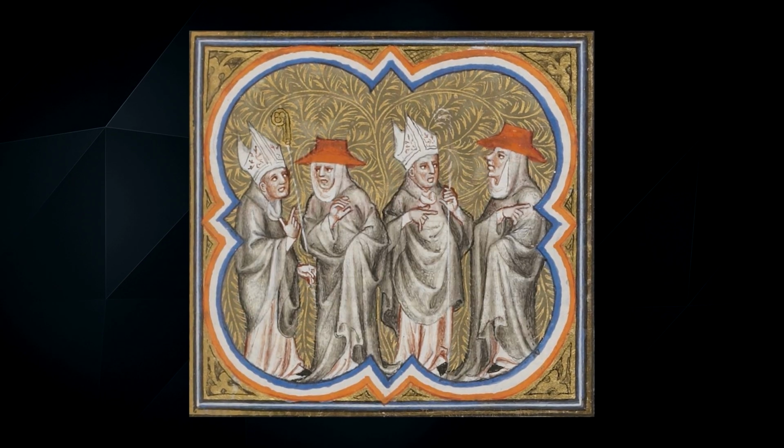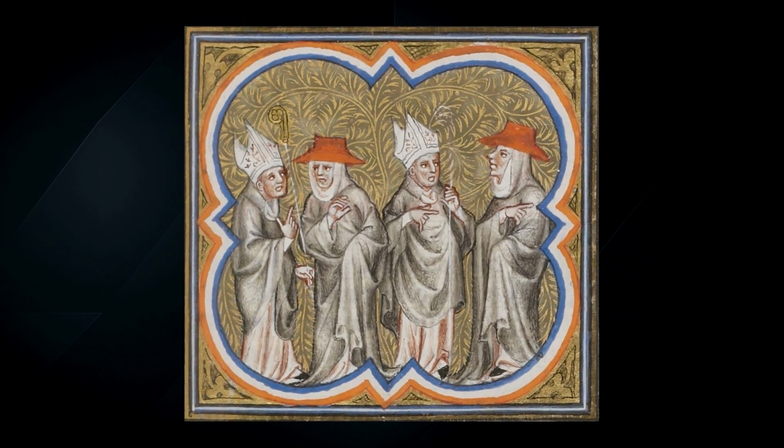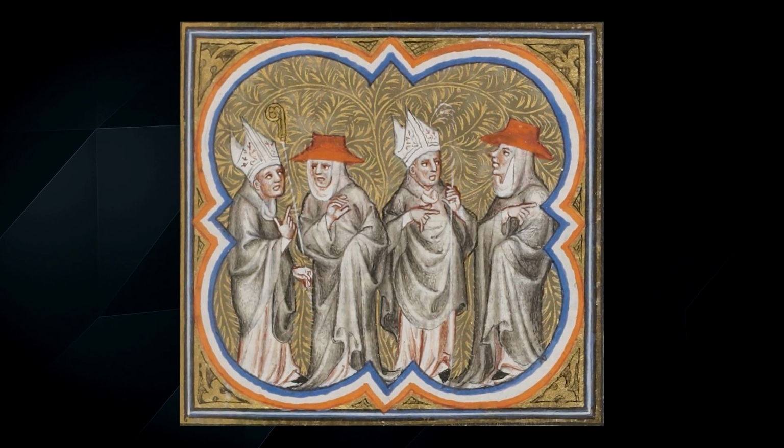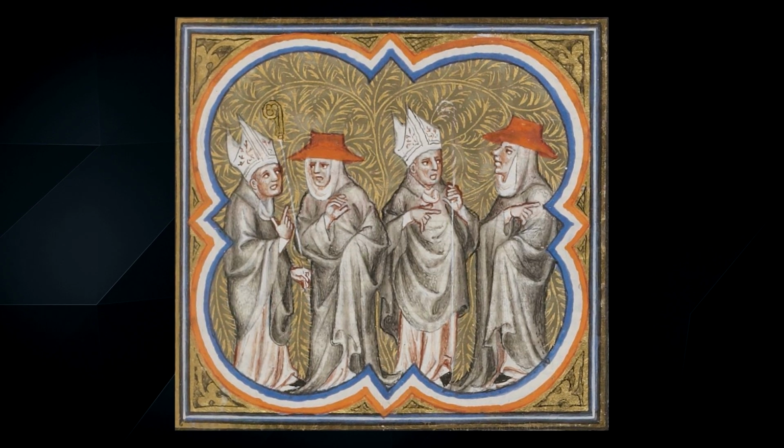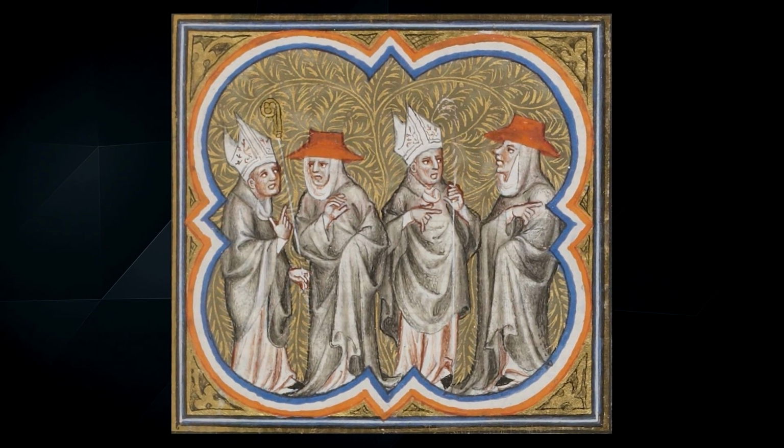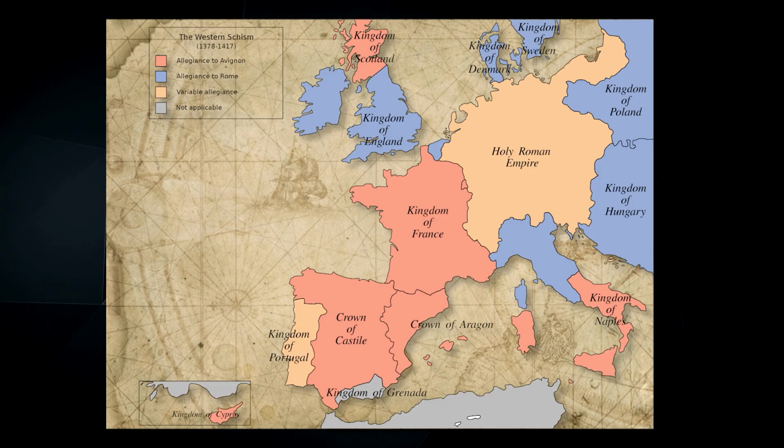The dominance of the Catholic faith made this a massive geopolitical event characterized by allegiances, with the Avignon papacy being closely associated with the French monarchy. This map shows just how split Europe was at that time.